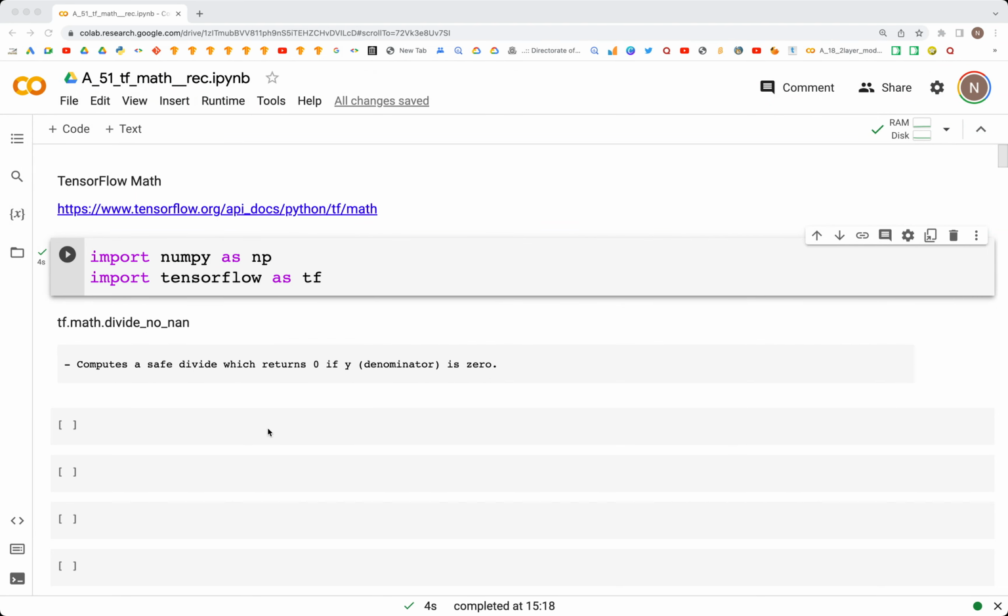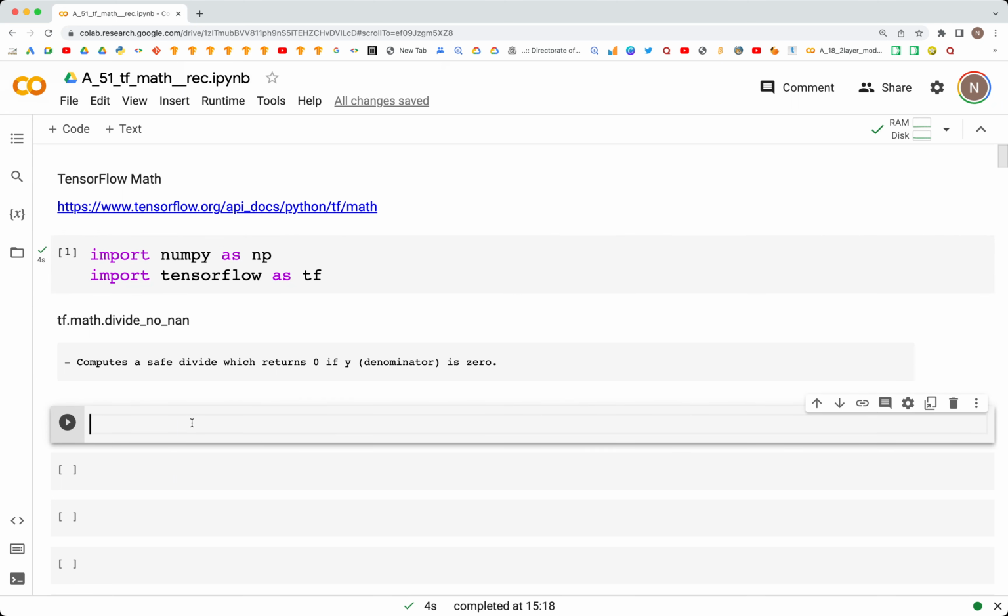Let's now look at divide no nan, and what this does is it returns a 0 if the denominator in the division is a 0. Let's look at an example.